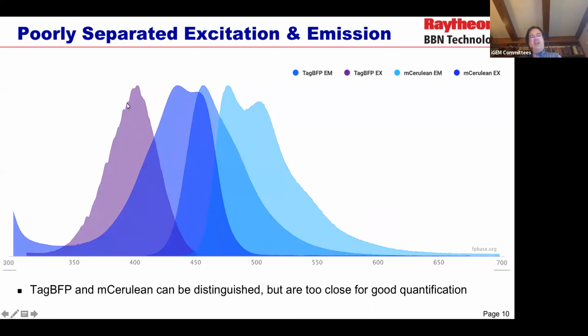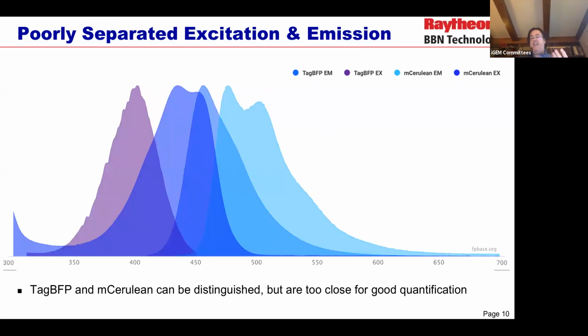But you can see throughout the whole range of stimulating tag BFP, we're also going to be putting a bunch of stimulation into M cerulean. And throughout the whole range of looking at what comes out of tag BFP, we're going to be seeing a bunch of energy coming out of M cerulean and vice versa. So it's going to be very hard to quantify a system in which we want to measure one of these being bright and the other one being not so bright.